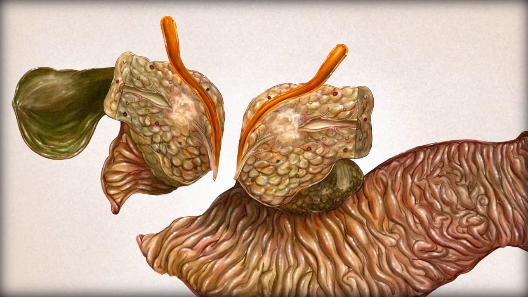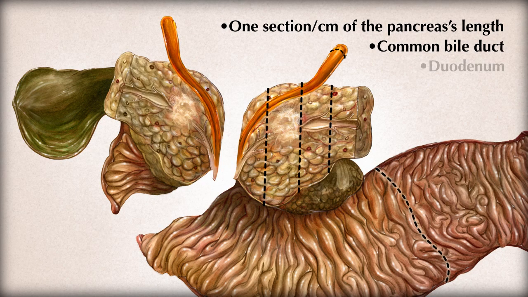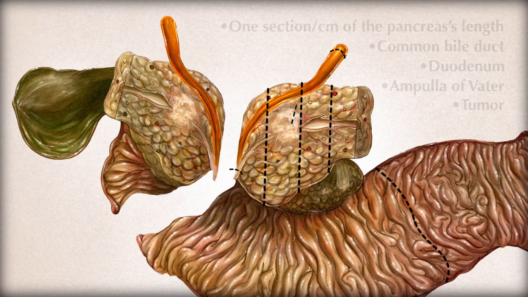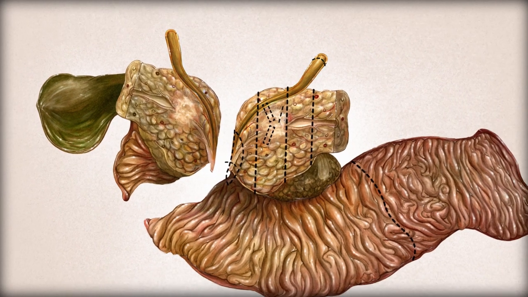To submit sections for histology, take 1 section per centimeter of the pancreas's length, a section of the common bile duct, the duodenum, the ampulla of Vater, and from the tumor. Be sure to include a section parallel to the long axis of the bile duct that encompasses the ampulla, the pancreas, and a little bit of the duodenum. Include sections of the tumor that describe its relationship to each of the organs previously mentioned, as well as sections that demonstrate its relationship with the soft tissue margins. Submit a section from each lymph node.